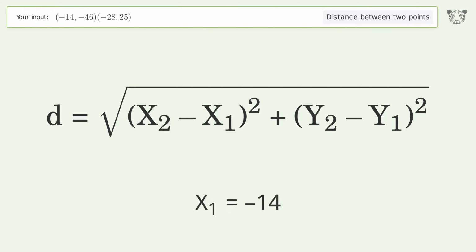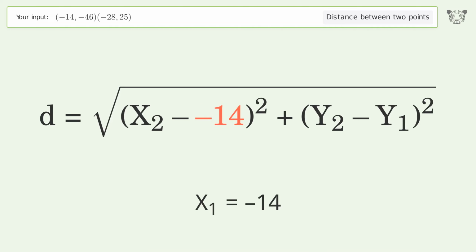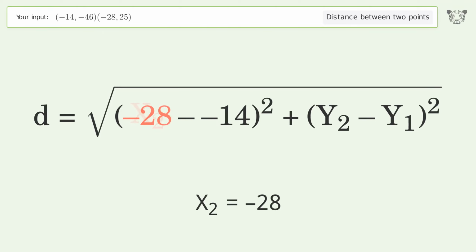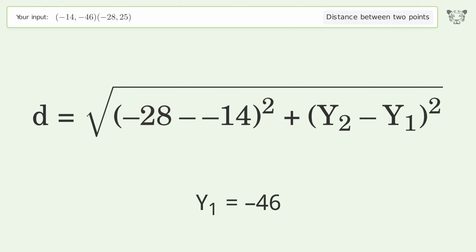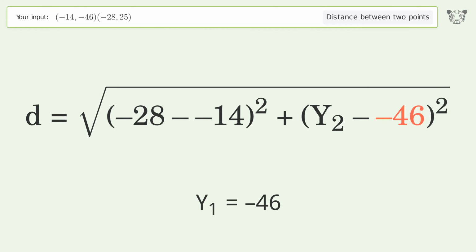x1 equals -14. x2 equals -28. y1 equals -46. y2 equals 25.